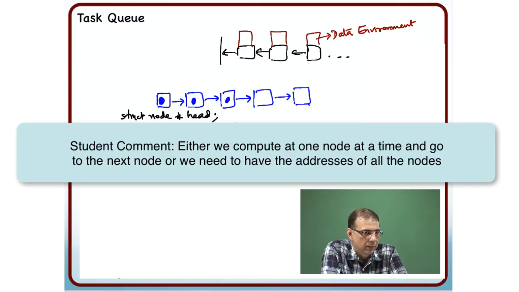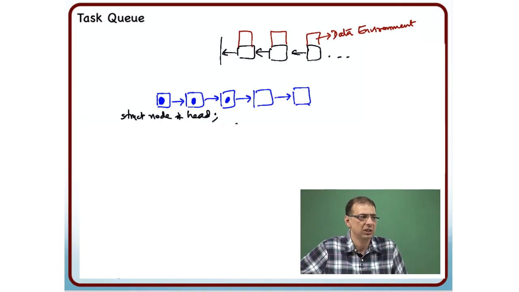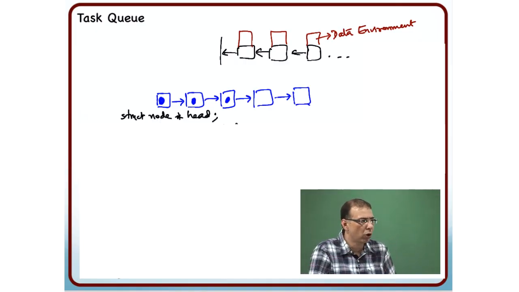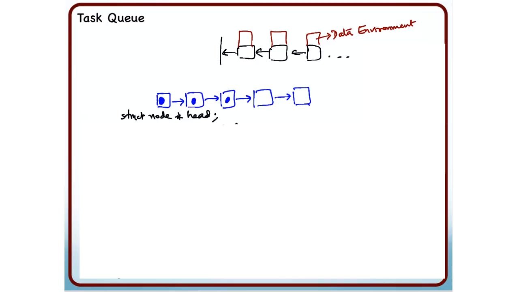Either we compute one node at a time and go to the next node one by one, or we need to have the addresses of all the nodes. So I need to maybe convert this linked list into an array first. Maybe store the pointers of each element of the linked list in an array, and then I can run a for loop and divide that amongst the OpenMP threads. That's one way of doing it. But using tasks, you can do it in a much simpler way. Here is what you do.